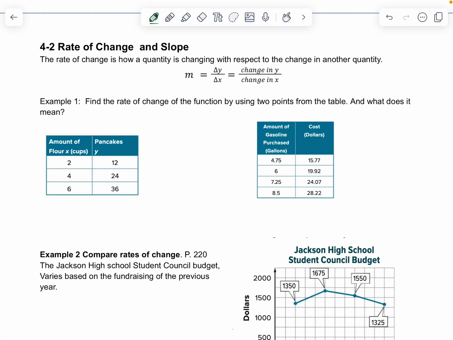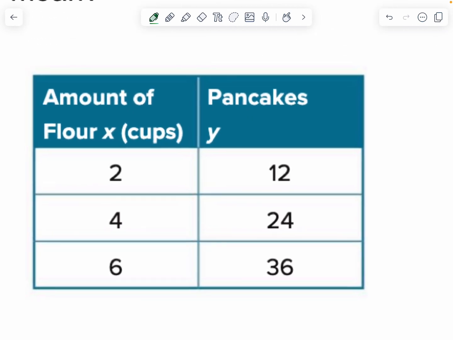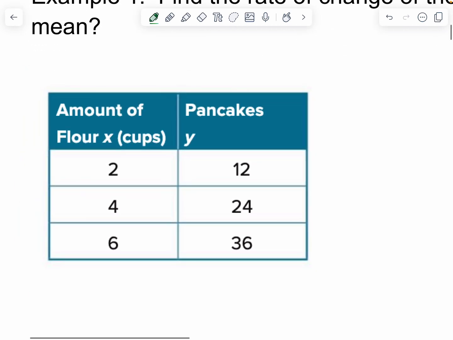So we're going to start off with the rate of change, and that's how a quantity is changing with respect to the change of another quantity. So normally we think of it as the change of y over the change of x. If I'm looking at this, my y values are the pancakes, my x values are the flour. So you might remember rate of change, things like that.